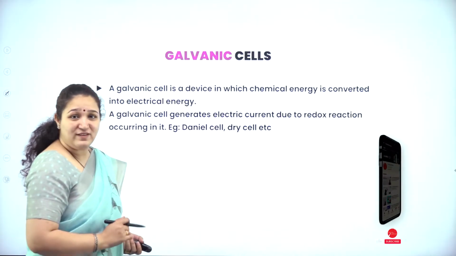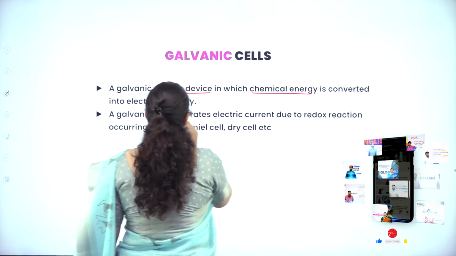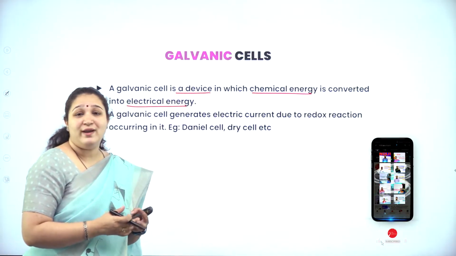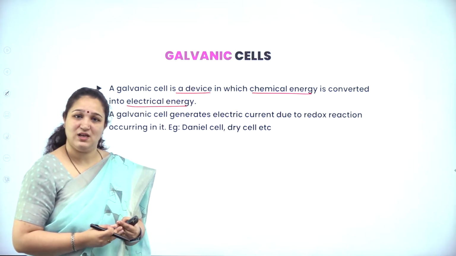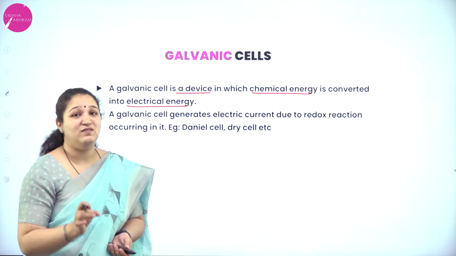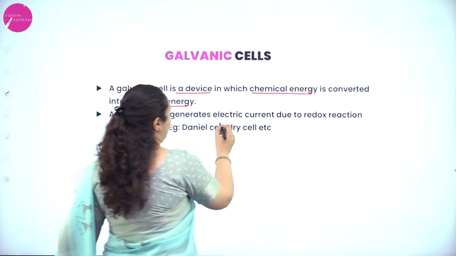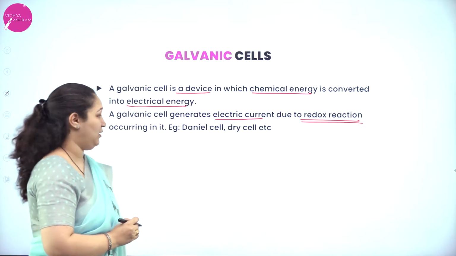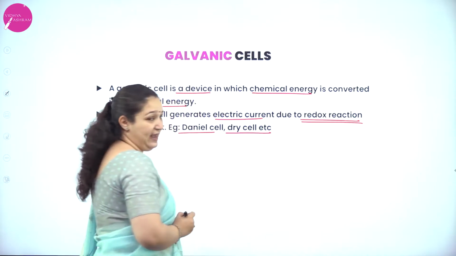So what is a galvanic cell? A galvanic cell is a device in which chemical energy is converted to electrical energy. That means you are drawing electric current because of the chemical process which is taking place, isn't it? Such a cell, what is it called? It's called a galvanic cell. A galvanic cell generates electric current due to the redox reaction which is taking place. Examples: we have the Daniell cell, dry cell, etc.